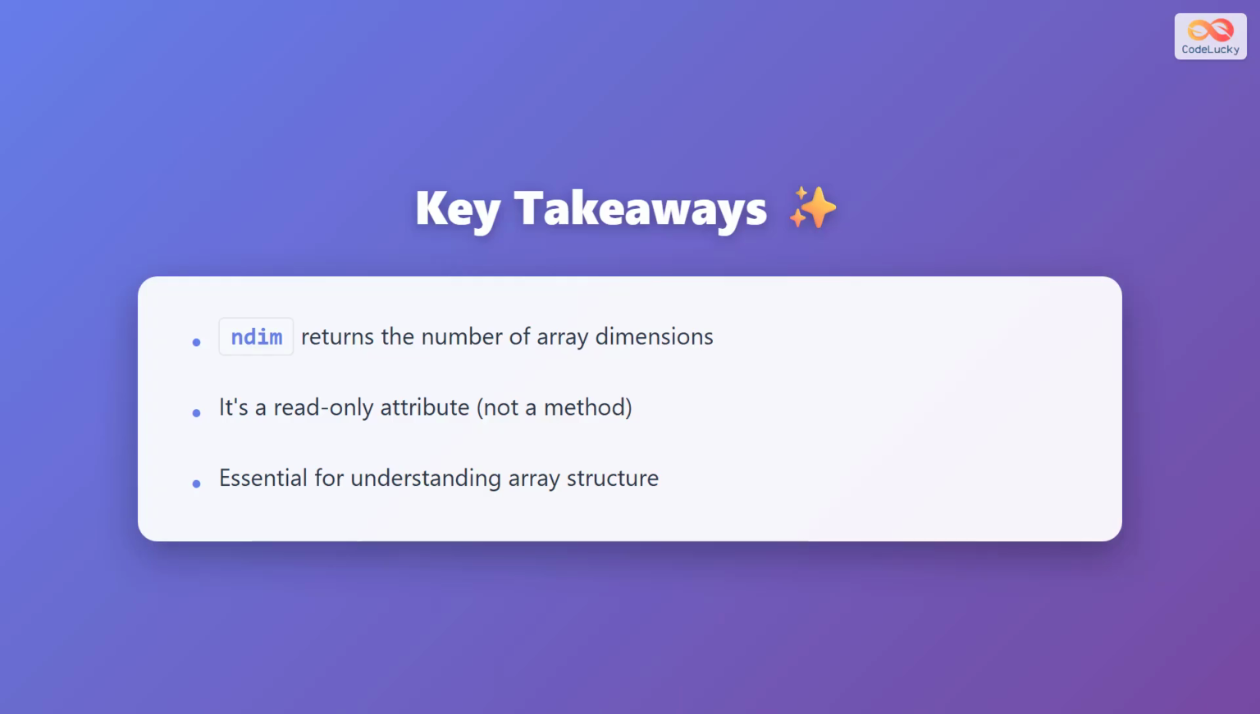Let's recap the key points. First, ndim returns the number of array dimensions as an integer value. Second, it's a read-only attribute, not a method, so you access it without parentheses. Third, understanding ndim is essential for working with NumPy arrays because it helps you understand your data structure.